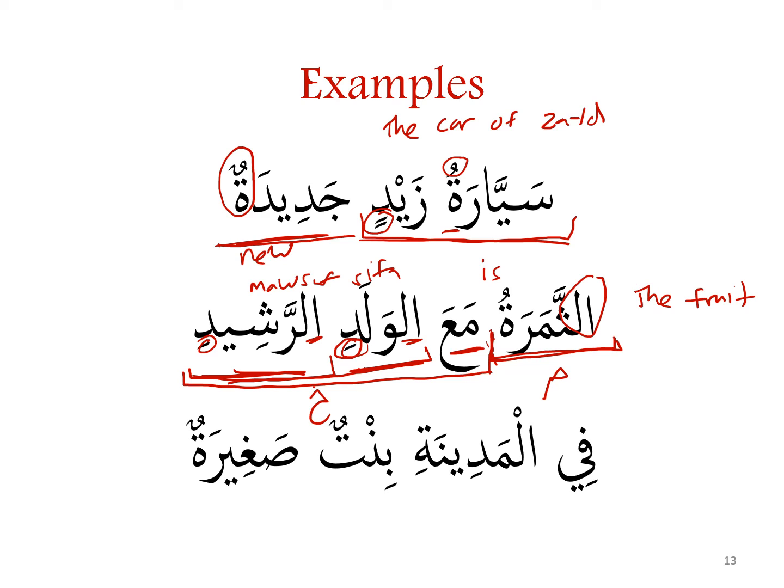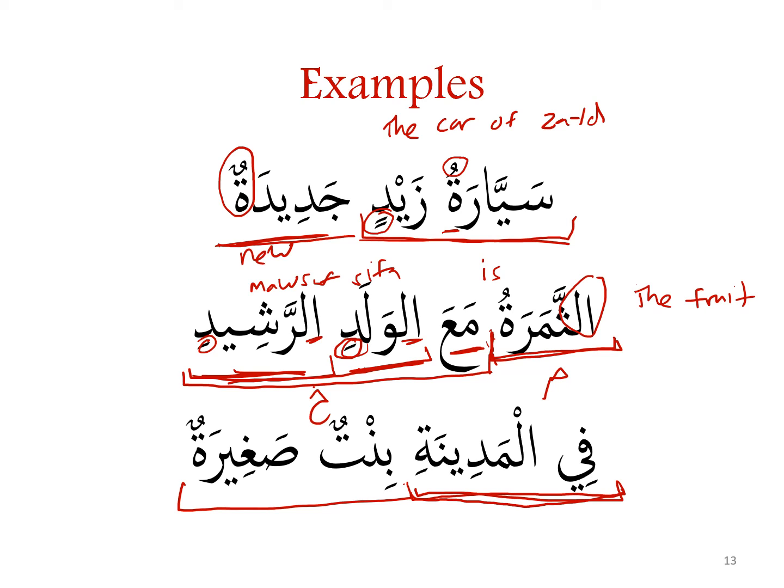And then we have this example here. Fil madinati bintun saghiratun. So let's break this down. First of all, we need to make it clear, an important point here, that the mubtada won't be a jar wa majroor, a prepositional phrase. So this cannot be, fil madinati cannot be the mubtada, even though it's coming first in the sentence.